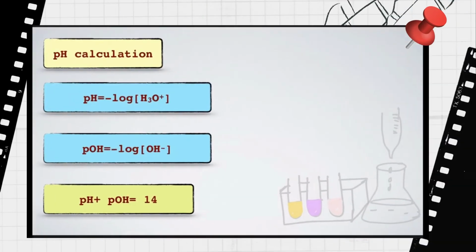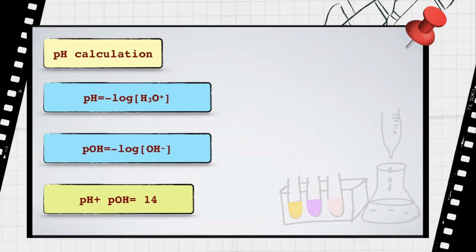Two formulas to memorize. The first one is the formula for pH, which is negative log of H3O plus, or H plus. The second one is pOH. We use pOH when we don't have the concentration of H3O plus, and we only have the concentration of OH minus. And we have another formula, which is the relation between pH and pOH. So we know that pH plus pOH is equal to 14.